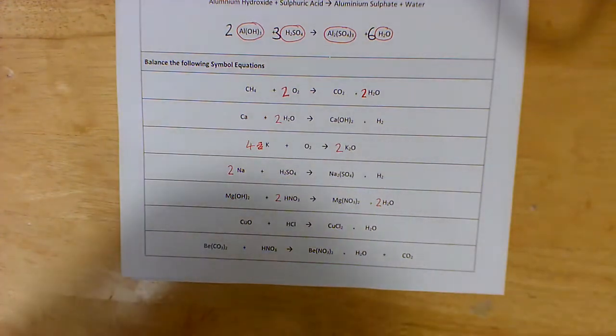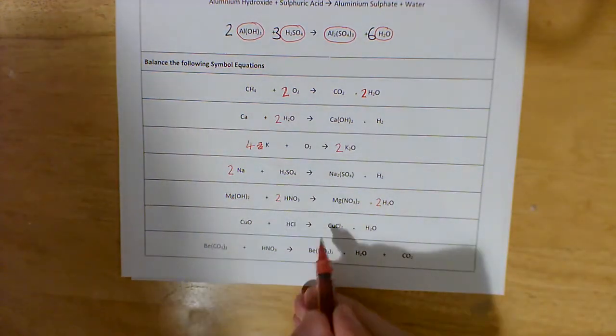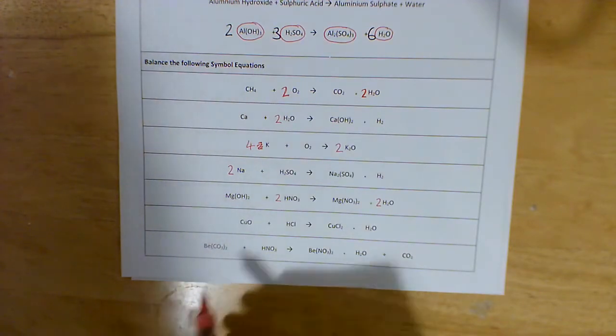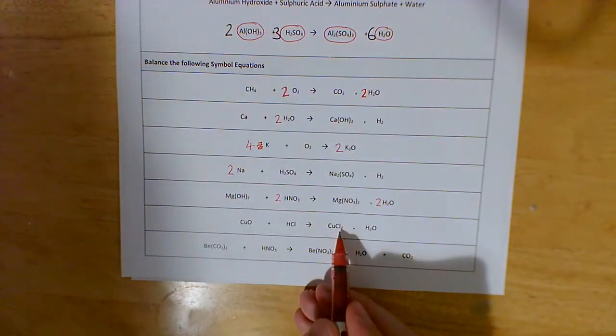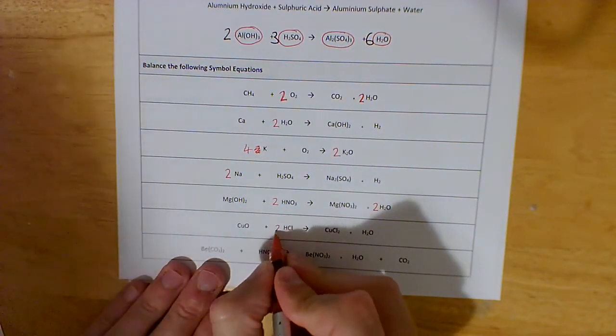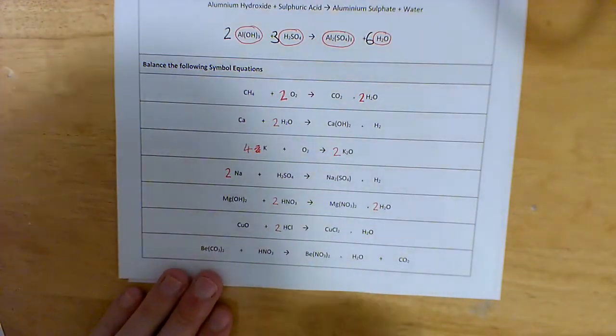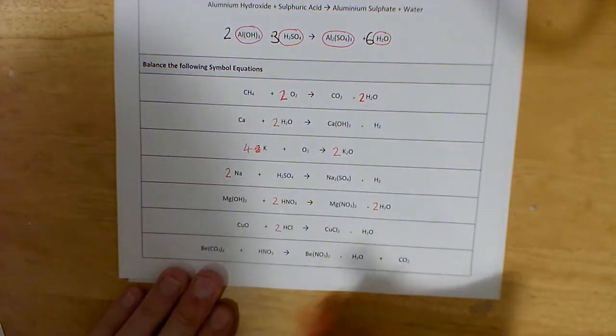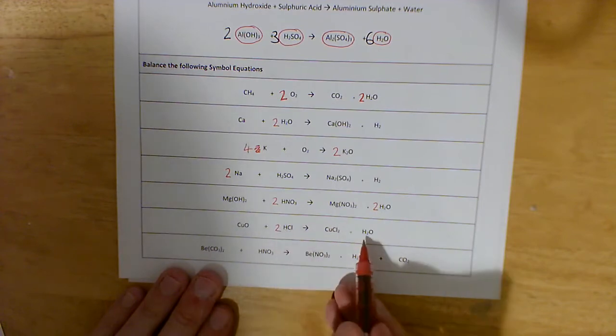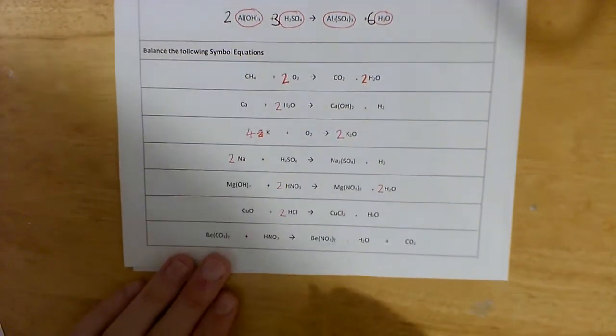So the copper oxide, 1 copper, 1 copper, balanced. 1 chlorine, 2 chlorines, so I need 2 HCl, 1 oxygen, 1 oxygen, 2 hydrogens, 2 hydrogens, done, balanced.